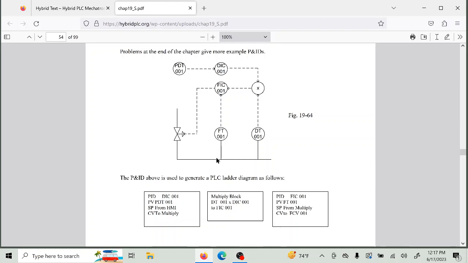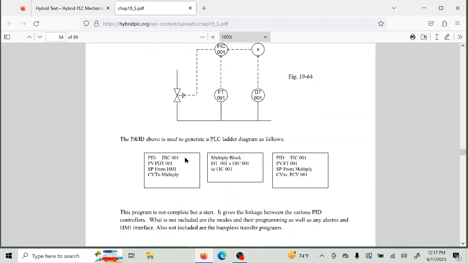And again, this is just a starting point, but if you get these three blocks configured correctly, you can take this and go to the field and try this out. And by clicking in the upper right hand corner, you can go between auto and manual and get these two configured. And then after that, you can add the modes.